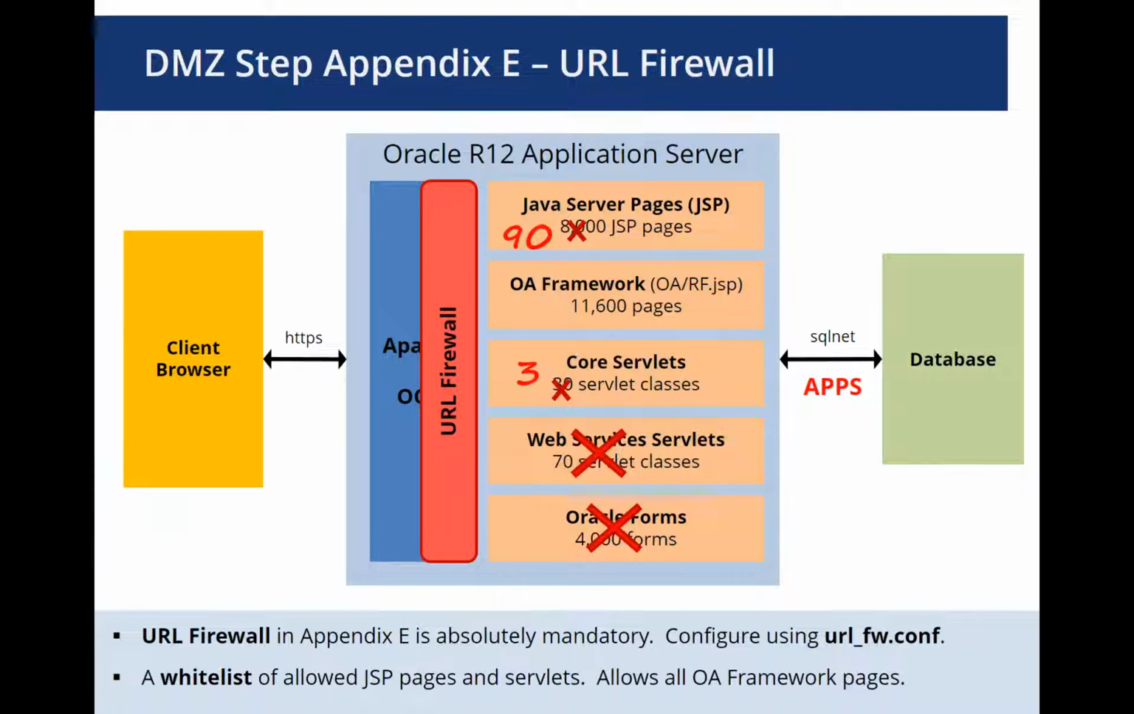It does not provide protection for the OA Framework. It allows all OA Framework pages because those are actually just two pages, OA.jsp and RF.jsp, and then it dynamically calls different pages behind the scenes. The URL firewall can't block that. That's why you need another layer of protection we'll talk about in a minute. The URL firewall is simply a whitelist of JSPs and servlets. So when I access a URL, all the URL firewall is doing is giving me that list of URLs that I'm allowed to access. Oracle provides this out of the box, but it must be configured.